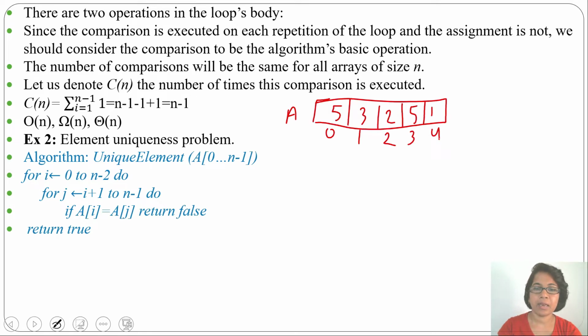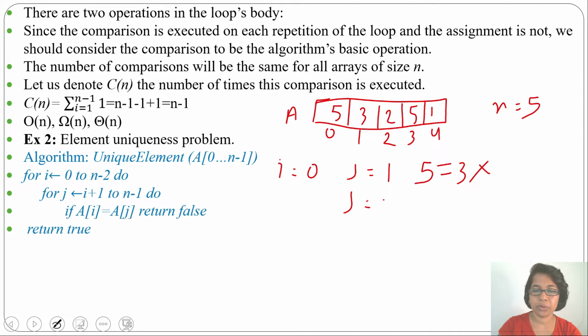This is an array having 5 elements, n equals 5. Index starts from 0 till n minus 1, so 4. Now for i from 0 to n minus 2, initially i is 0, then j will be i plus 1 to n minus 1. So first j will be 1, 0 plus 1 is 1. We'll check if A[i] equals A[j]. We'll check A[0] equals A[1]. A[0] is what? 5. A[1] is what? 3. Is 5 equal to 3? No. Then the j value will increase.